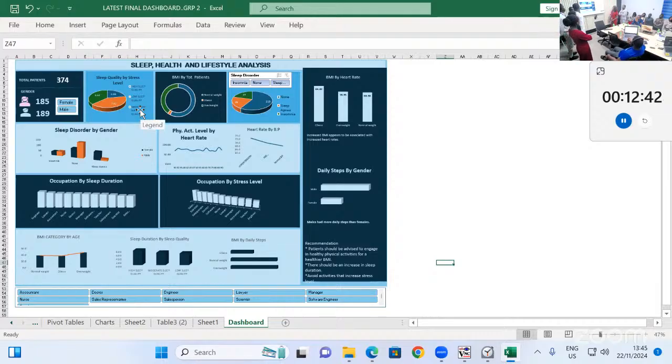We also did another analysis on BMI. BMI is body mass index by total patients. And we realized that the majority of our patients fell under overweight, and a few of them were obese. We also did sleep disorder and the patients we have. A lot of them do not have any sleep disorder, but quite a number of them have sleep apnea, which involves difficulty in breathing when people sleep.